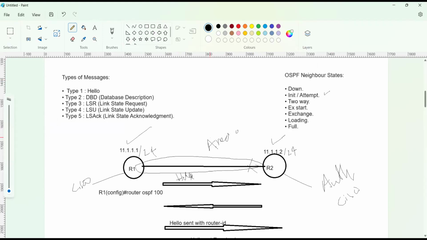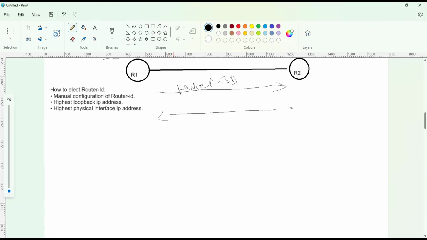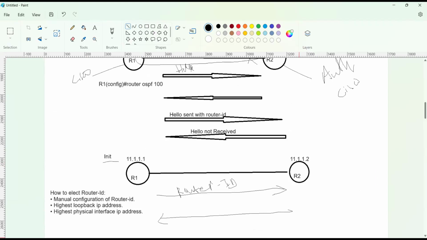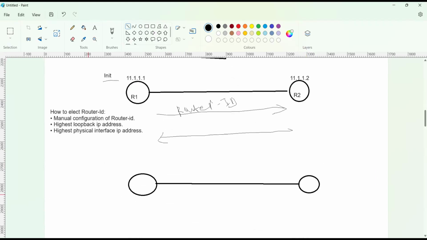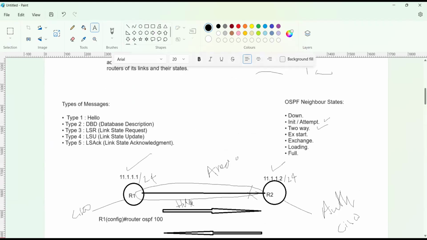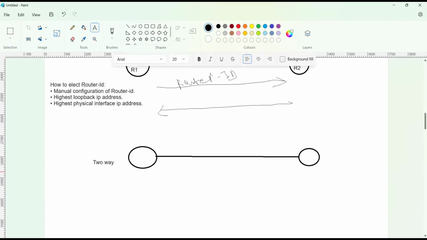Now move to the two-way state. In this two-way state, they will send and receive empty DBDs, not the entire database description. Empty DBDs they will send and receive in the two-way state.